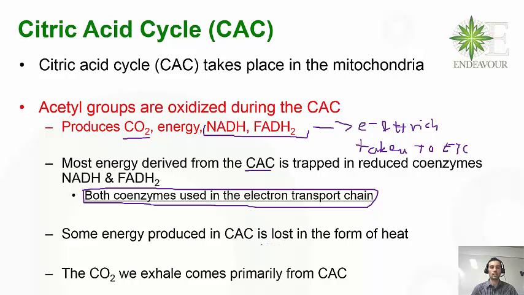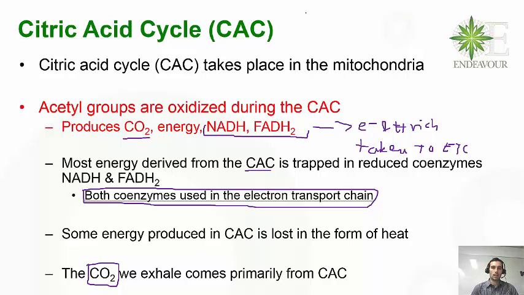We do also have some of the energy that's produced in the citric acid cycle being lost as heat. And one of the byproducts is actually carbon dioxide. And that's where we get the carbon dioxide that we are exhaling. So we'll need to offload this carbon dioxide out of the cells back into the blood so it can be taken back to the lungs and we can breathe it out.